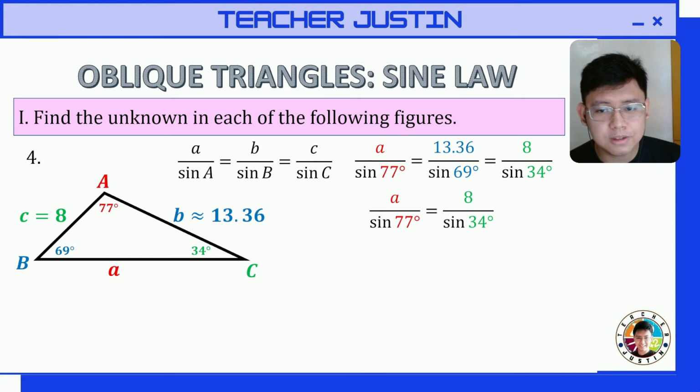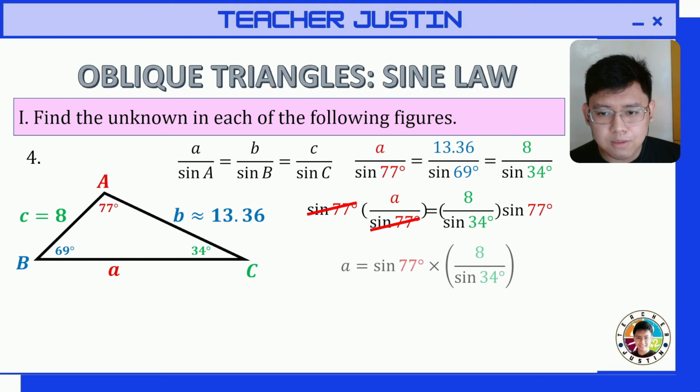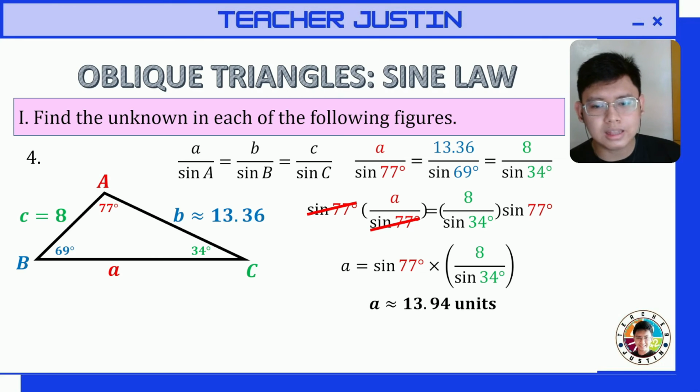Now, let's solve for the value of A by multiplying both sides by sine 77 degrees. So, cancel na yung denominator. A will be equal to sine 77 degrees times 8 over sine 34 degrees. Let's use our scientific calculator to solve for the measurement of side A. So, side A will be approximately equal to 13.94 units. And that's it. Kompleto na yung ating missing parts of this oblique triangle.